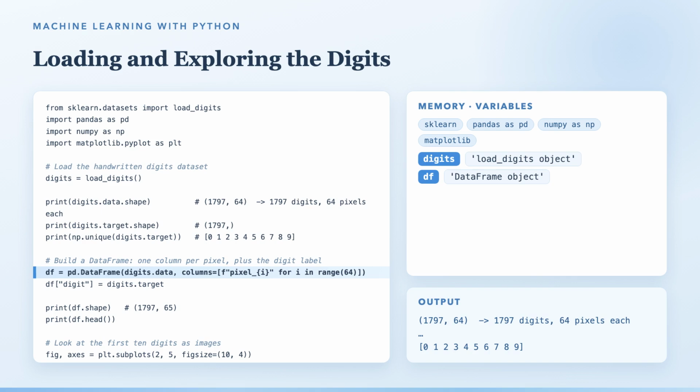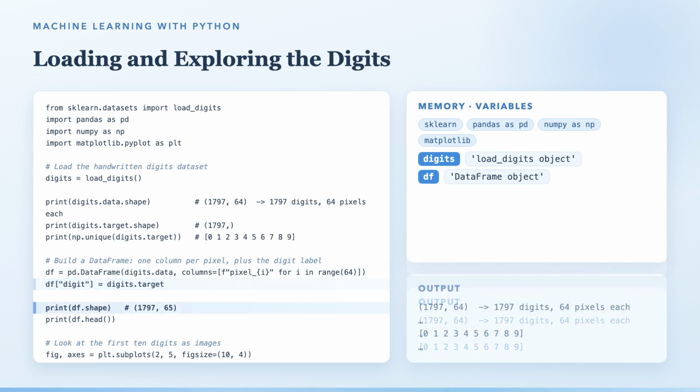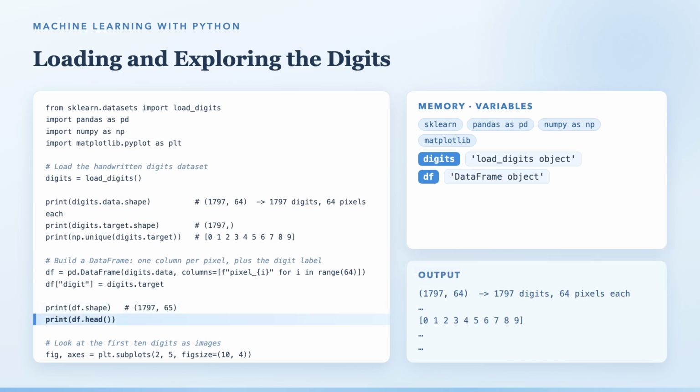Let's walk through this code, line by line. First, the imports. load_digits from sklearn.datasets, then pandas as pd, NumPy as np, and Matplotlib's pyplot as plt. We call load_digits and keep the result in a variable named digits. Printing digits.data.shape shows 1,797 rows and 64 columns. digits.target.shape is simply the 1,797 labels, and the unique values run from 0 to 9.